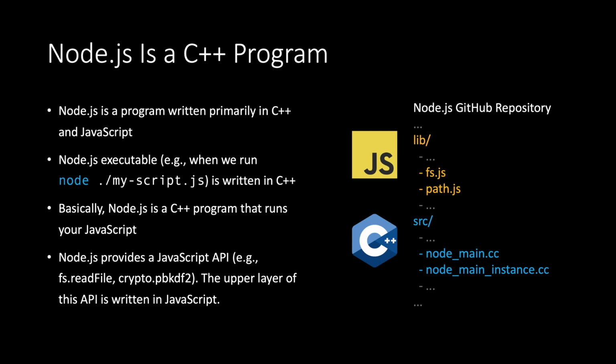And at this point, I think it would be useful to note that it's the upper layer of the API that is written in JavaScript. Many API functions that we use actually call C++ functions under the hood. For example, when we call fs.readFile in our JavaScript code to read a file, this function calls a C++ function that reads the file. And in the Node.js GitHub repository, there are two main folders where the code is stored. The first one is the lib folder. This is where the JavaScript API code is stored. And the src folder. This is where you can find the C++ code for the Node.js binary.